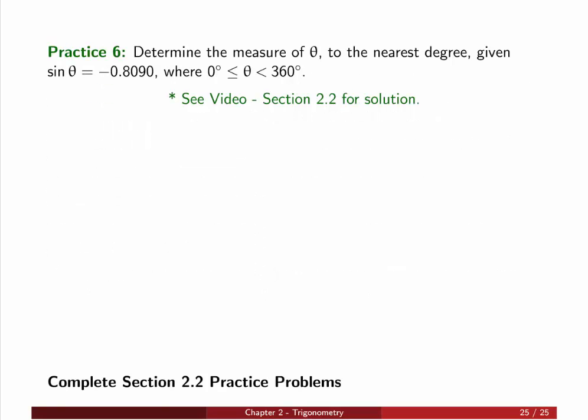You can look through the example there to get a work-through solution so you can read it. But here is exactly what I'm talking about. Determine the measure for theta to the nearest degree given sine theta is negative 0.8090, where we're between 0 degrees and 360 degrees. Alright? So, how does the situation change?